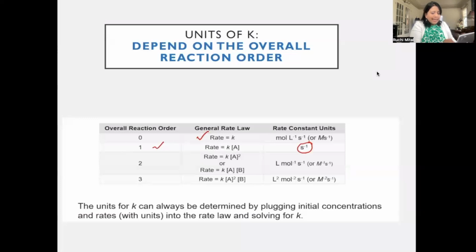Now, when you have a second order, it could be K times A squared. You can have just one reactant, or you could have multiple reactants. Overall, for both of them, they are second order reactions. And the rate constant unit is going to be M^-1 s^-1. So that is going to be the unit. So for second order, it is M^-1.